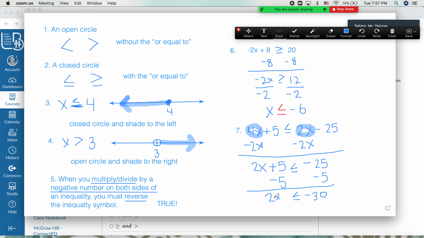Again, this is multiplication, so I will divide both sides by 2. Again, I am dividing by a positive number, so there is no reason to flip our inequality symbol, so it can stay just the way it is. And that is going to leave me with x is less than or equal to negative 15.